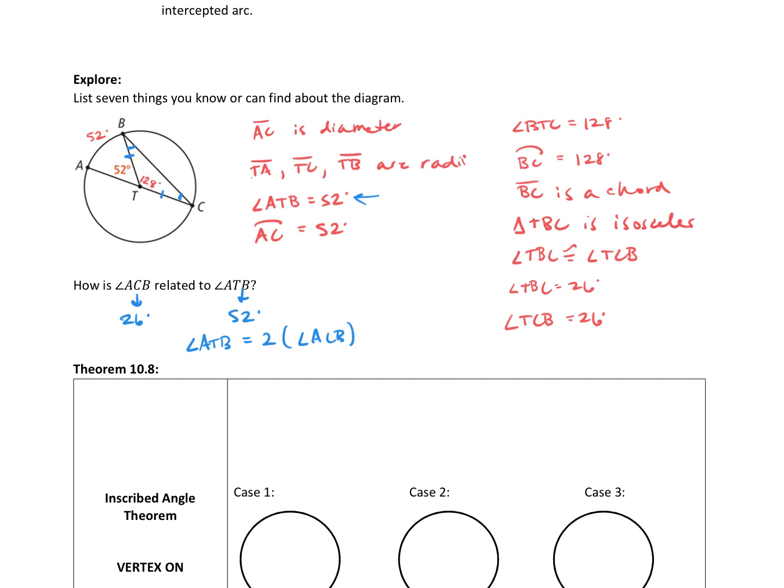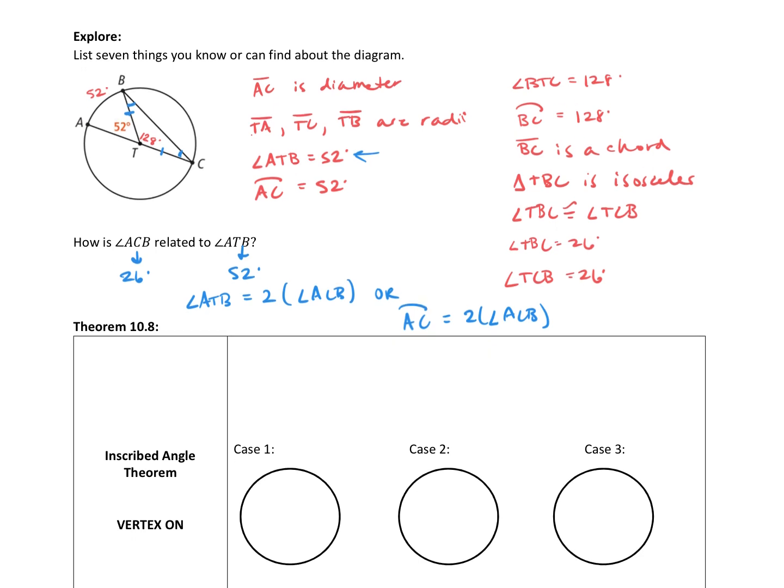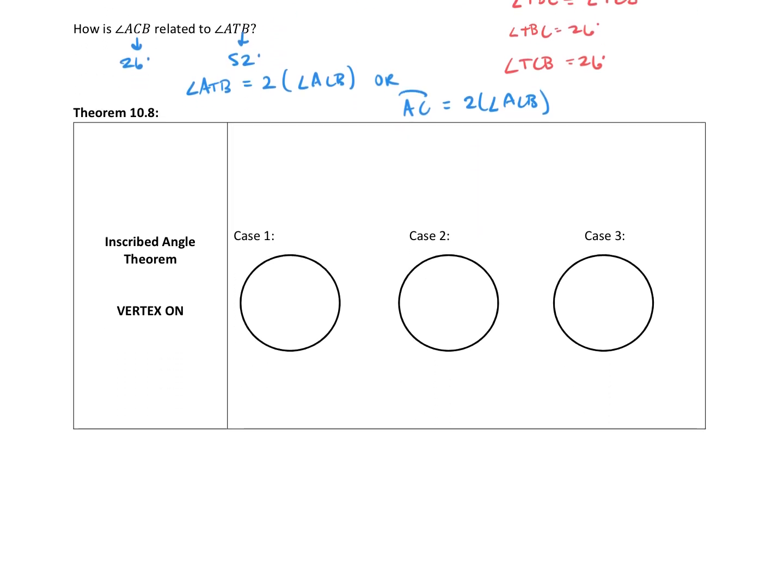Well, angle ATB is a central angle, 52. Remember how we said that arc AB is 52 degrees? So we can replace that. Another statement we could say is that arc AB, that 52 degrees, is equal to 2 times angle ACB. Okay, what are we talking about, right? This is going to lead us into our 10.8 theorem, where we get to talk about inscribed angles.